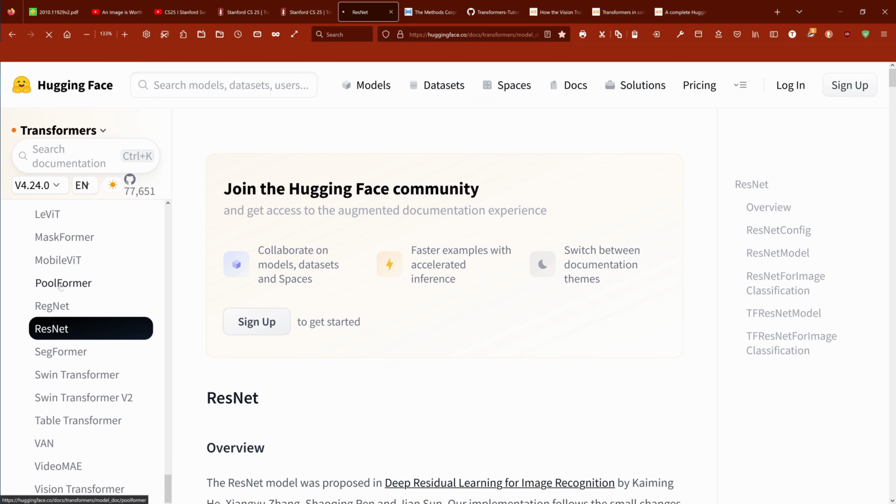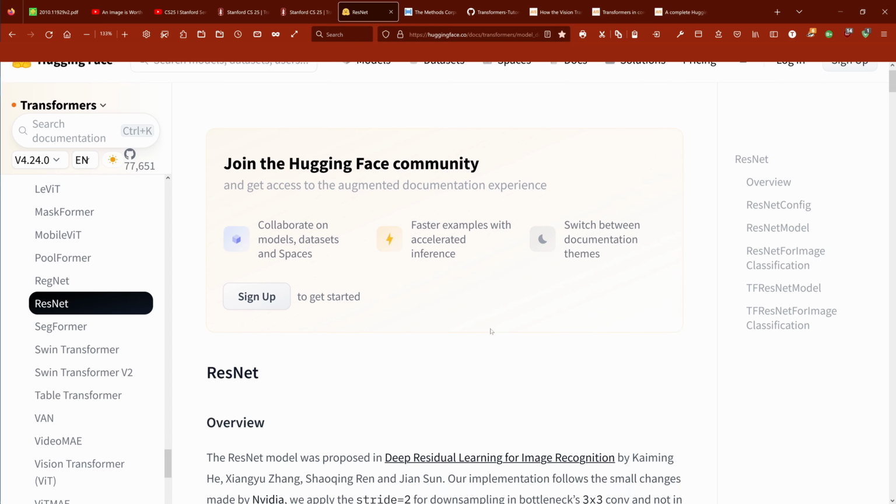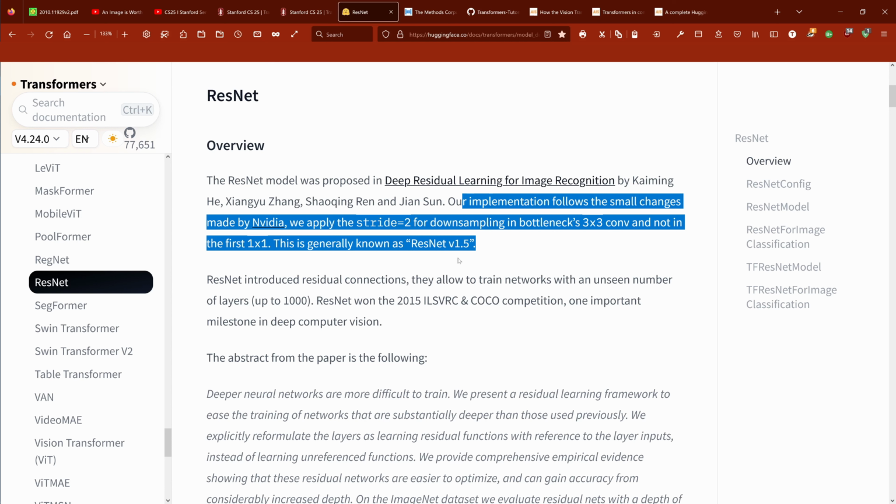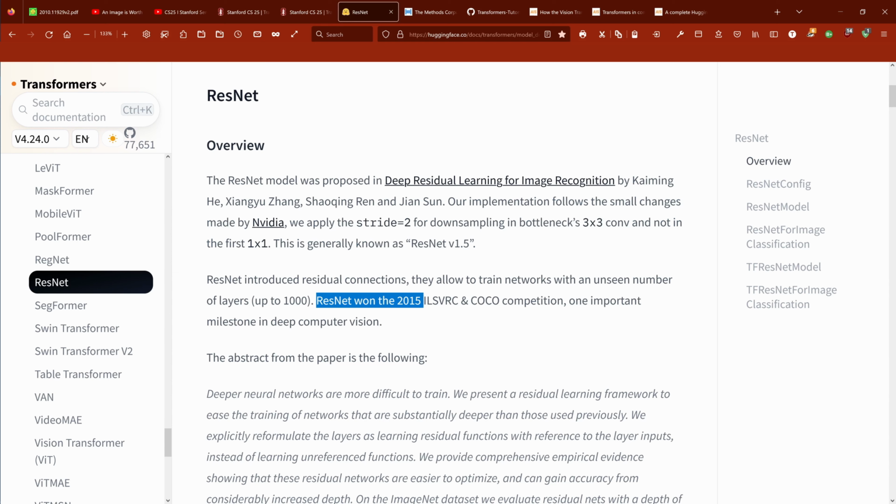But you know, one of the competitors, as I told you, is CNN, or ResNet is here a very famous model. So again, we go to the overview. We have here the original paper. You see here our implementation follows the implementation by NVIDIA. It is called ResNet, an important milestone. ResNet won the 2015 competition. So you have an idea where you are in the time frame.